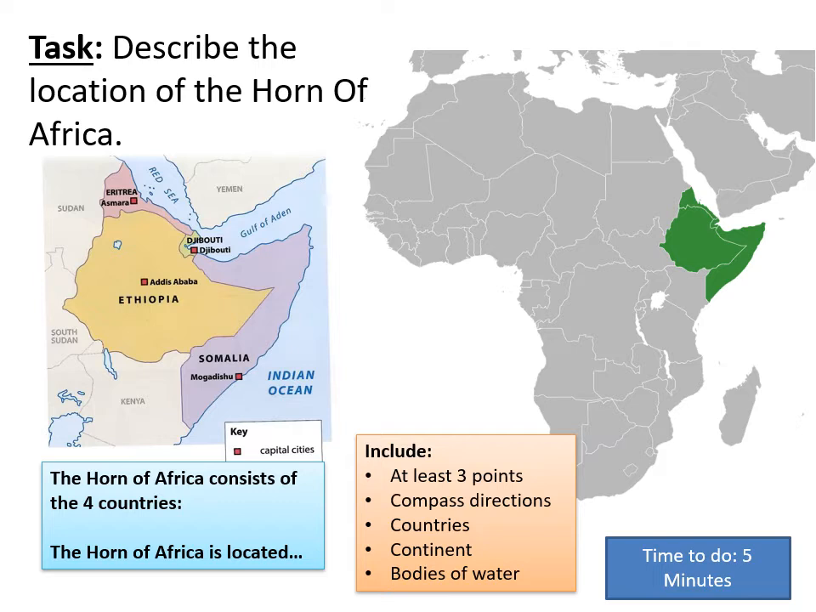Once you've written the 4 countries down, you're then going to write the Horn of Africa is located. I would start, if I were you, with the continent. Where in that continent? You can even tick off a compass direction there. So you can tick off 2 of those bullet points, the compass directions and the continent, straight away in your first point. I'd like you to write at least 3 points. You could talk about bordering countries. You could talk about bodies of water that this region has coastlines with. Don't forget to use compass directions throughout. This should take you 5 minutes. Get at least 3 points done. Copy and complete those 2 sentences in the blue box. Pause the video now.